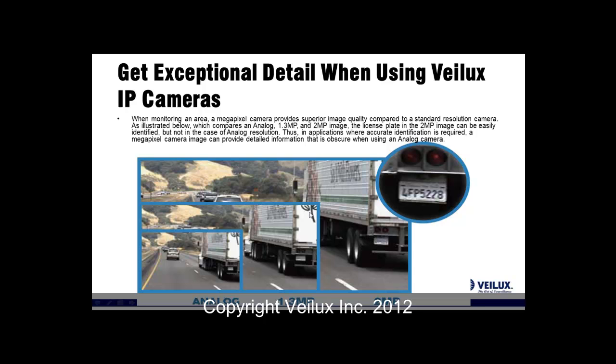But not only in the case of analog resolution. In applications where accurate identifying is required, a megapixel camera image can provide more details, information that is obscured when using an analog camera.